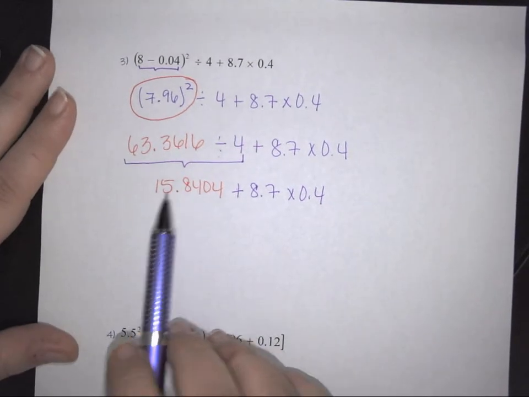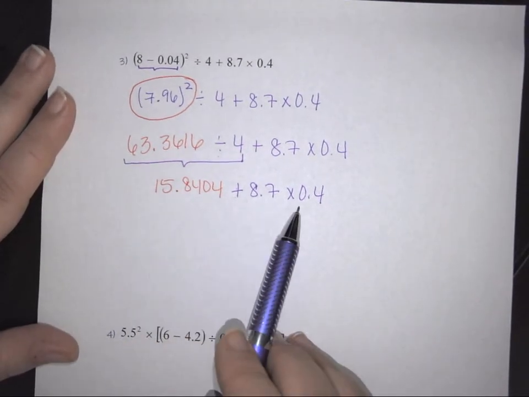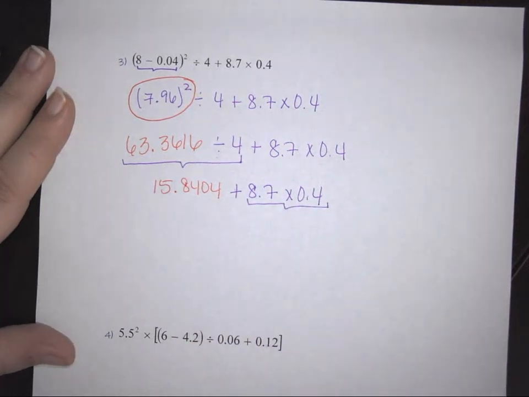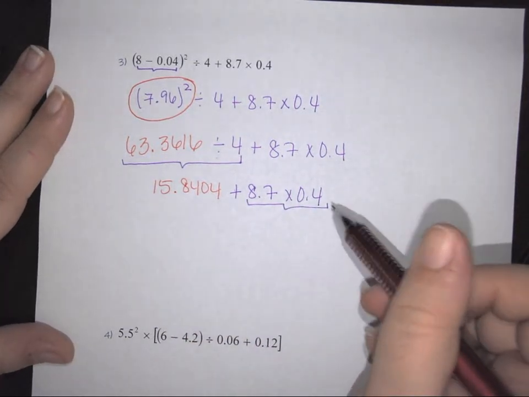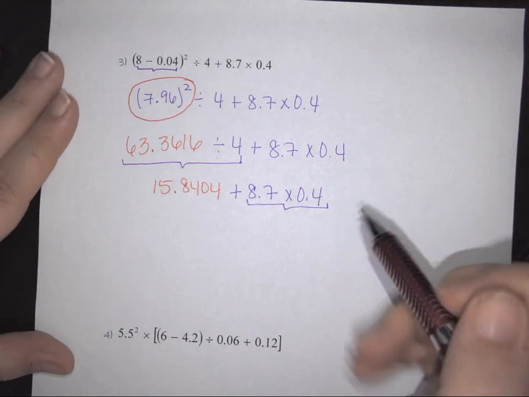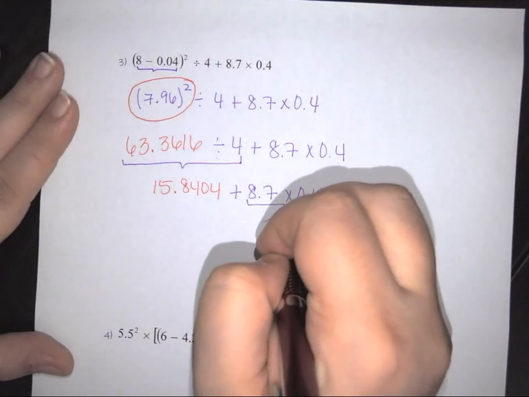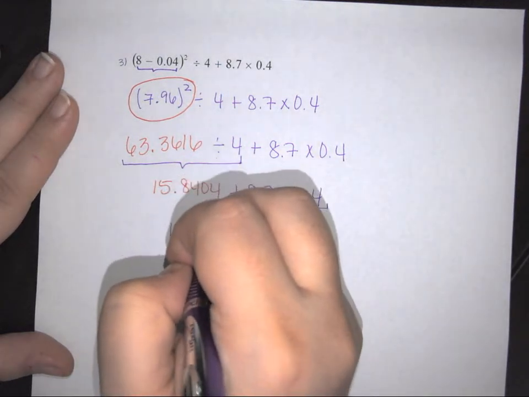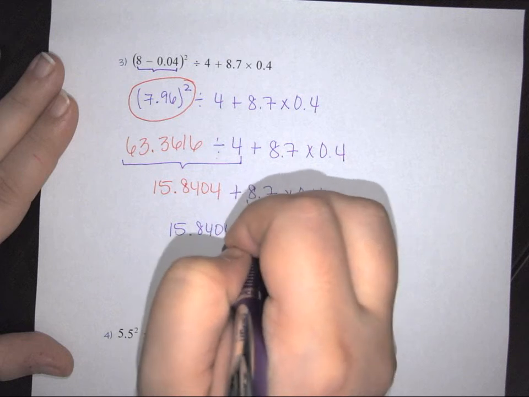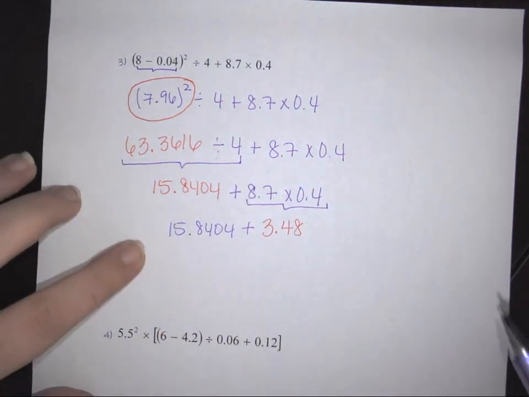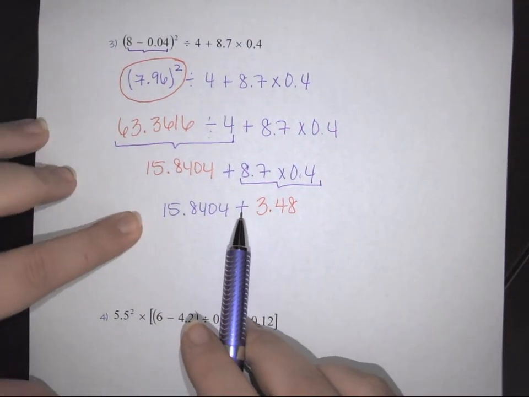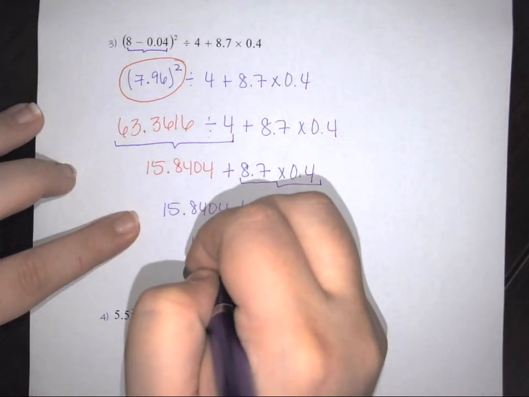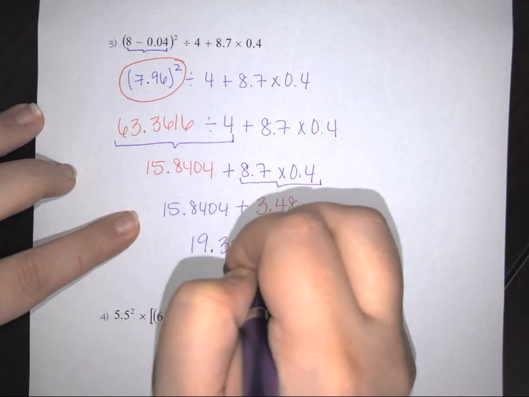Again, move left to right. I have a plus, but then I have a multiplication. So I have to do the multiplication first. 8.7 times 0.4 is going to give me 3.48. So then I still have that 15.8404, and I'm adding. The last operation I have is this addition, so you're going to go ahead and finish it out, which is going to give you back 19.3204.